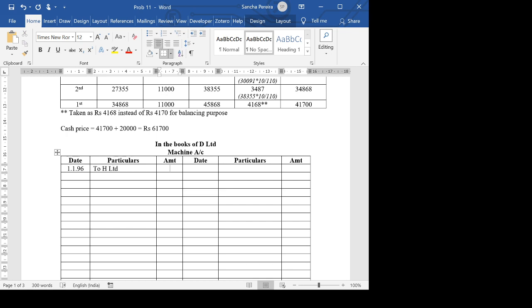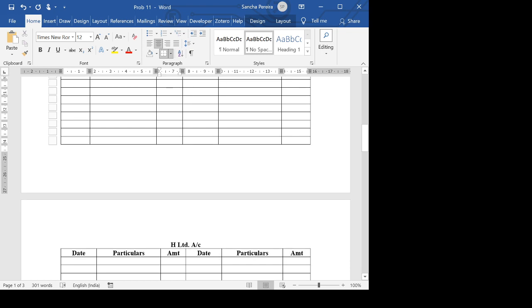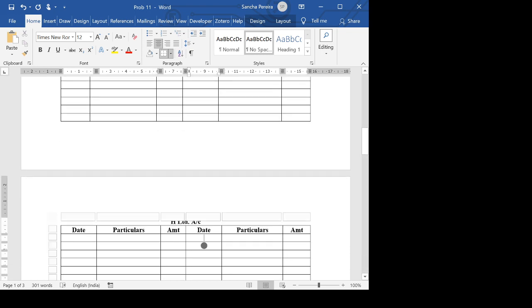Always by the cash price. That's why the cash price is so important. So the cash price is this amount plus the down payment, which is 61,700. So in H Limited, it will be 1st January 96 by machine account, that is 61,700. Next, we move on to the down payment.